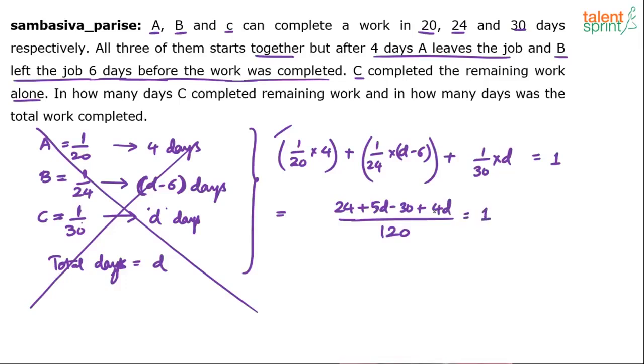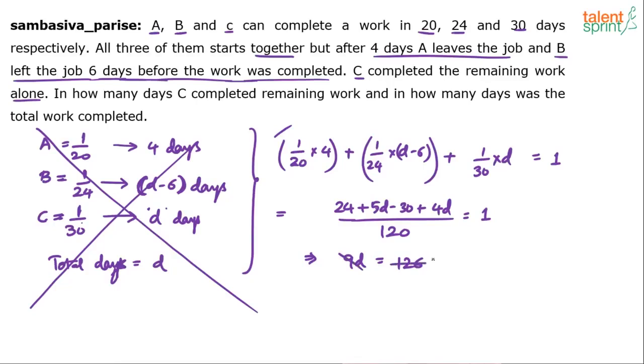Now simplify. 5D plus 4D, 9D. This 24 minus 30 is minus 6. So this 120 goes on the other side. Minus 6 when taken on the other side becomes plus 6. So 126. You're able to follow? 5D plus 4D is 9D. Minus 6 taken to the other side becomes plus 6. So 120 plus 6, 126.